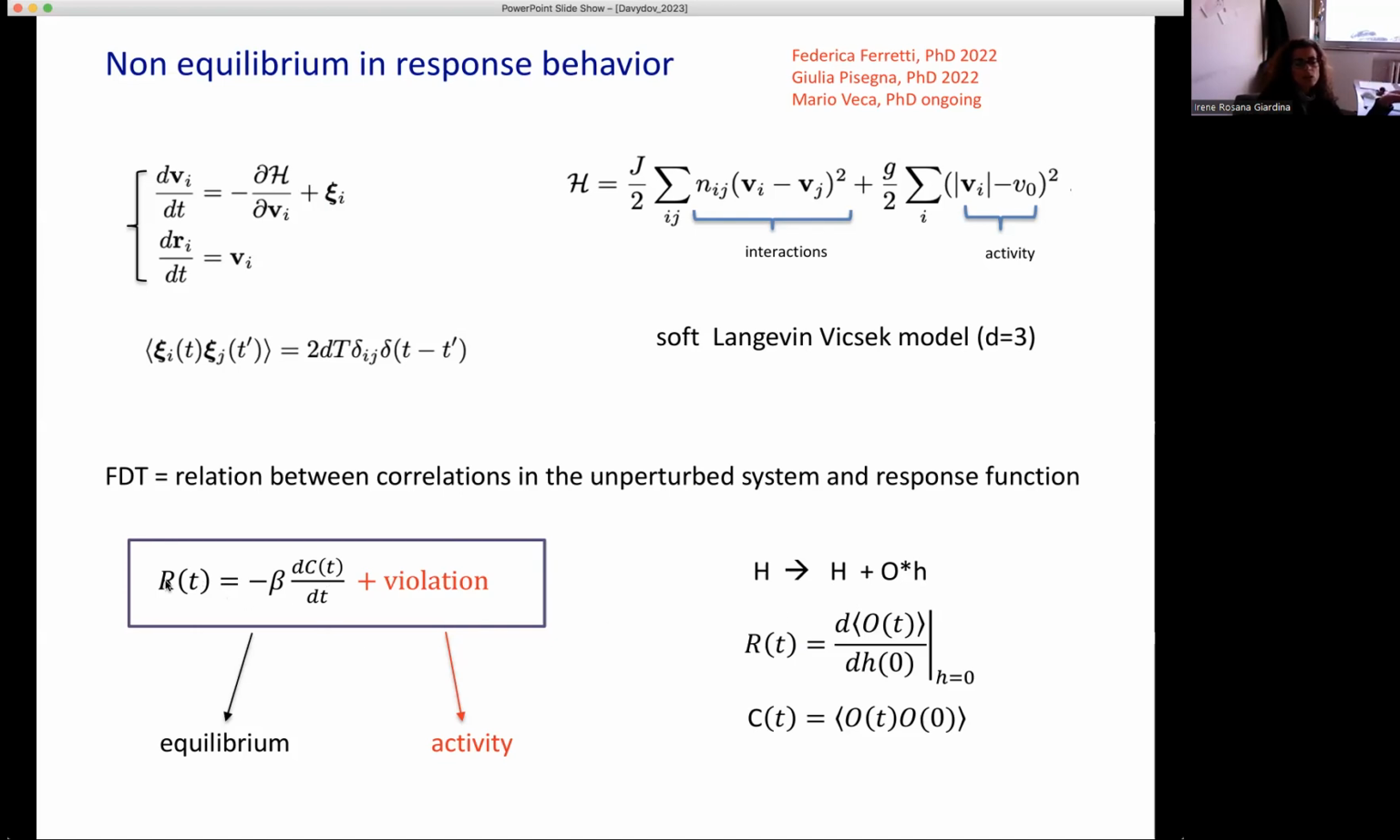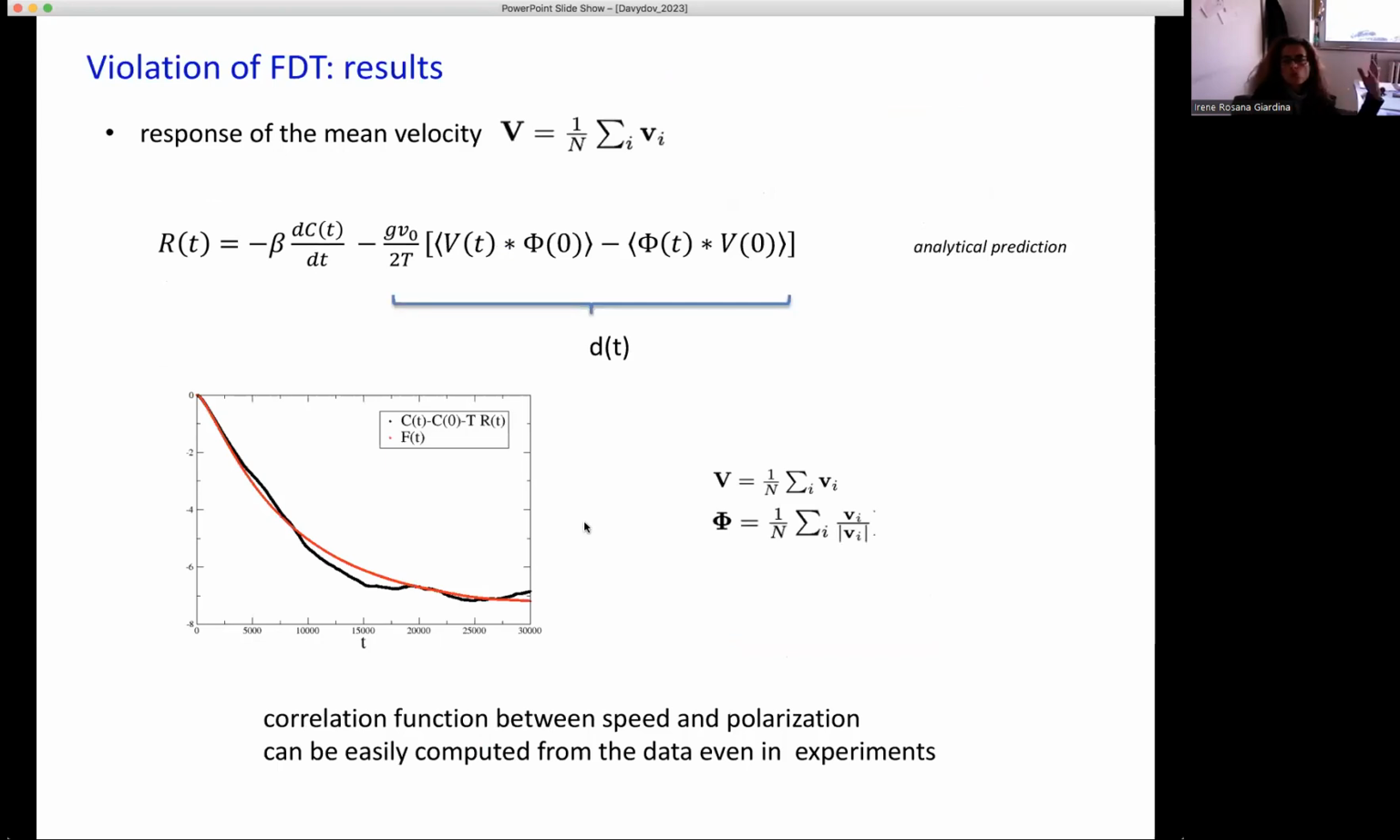Of course, what do I mean by the response function? This means that I'm interested in understanding what happens when my system is perturbed. If I focus on a given observable O, to study response behavior I add to my Hamiltonian a perturbation in the variable O. So I add a field h conjugated to this observable, and then the response and the correlations are defined in the usual way. I can choose this O in many different ways, but the simplest possible one is to look at the response of the mean velocity. The mean velocity characterizes the degree of order in my system, so I just look at the global mean velocity.